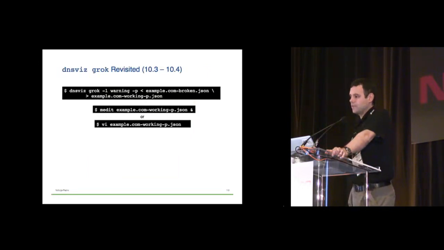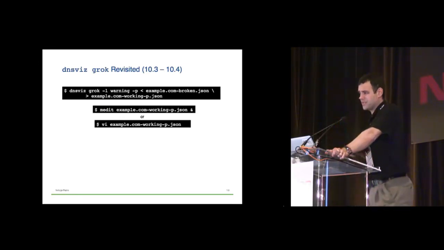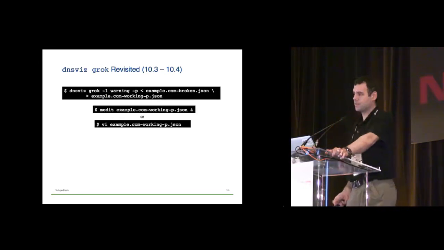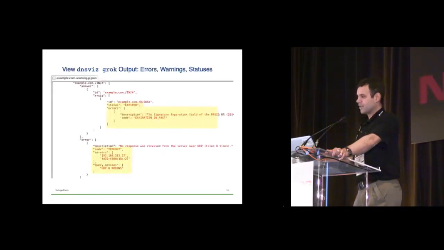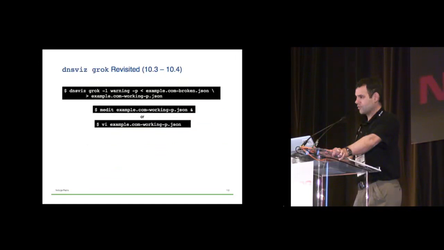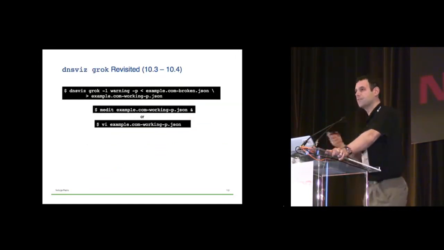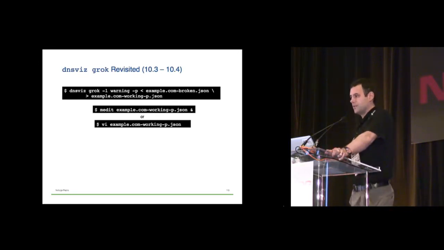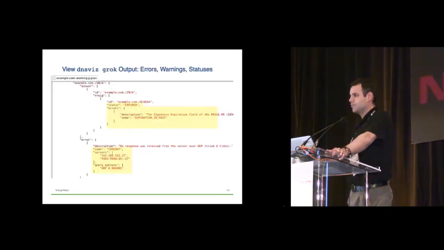Okay, now exercises 10.3 and 10.4: if you run DNSViz grok again, go ahead and just paste these couple commands in there and then open them up in medit or vi, whichever you feel more comfortable with. This is working-p.json. You're now going to look at the DNSViz grok output of that same thing. And just to show you, again, we're using the -L warning level as opposed to the debug level. So we're getting the output somewhat filtered and not too verbose.